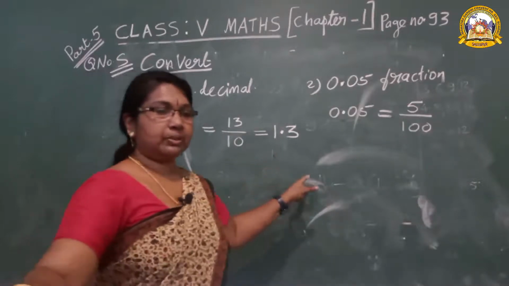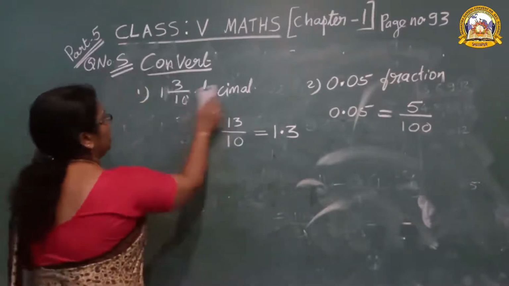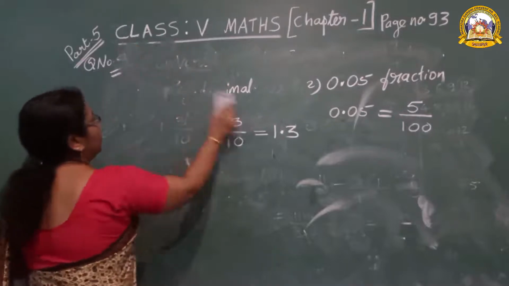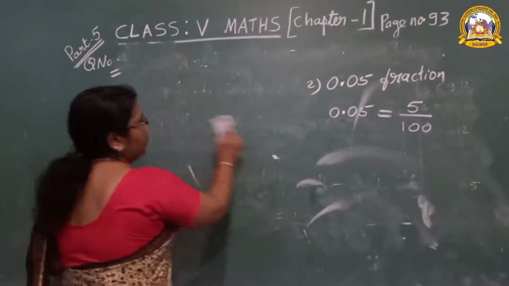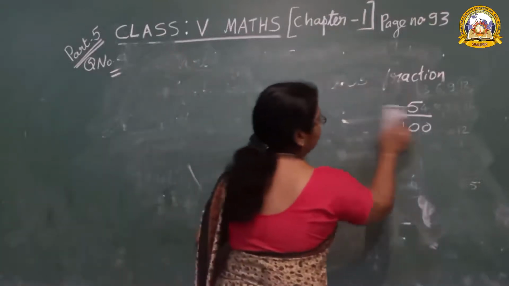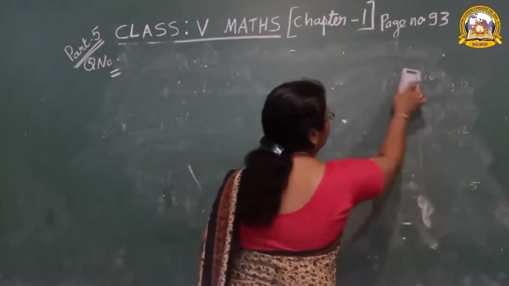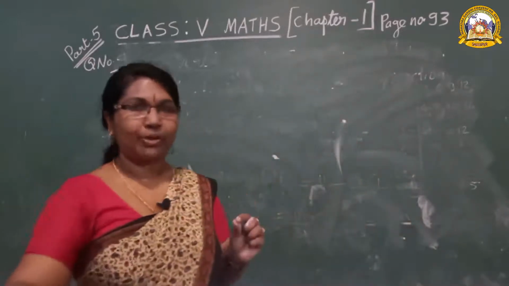Now the next question. Only 2 questions are there in this question number. Then we are going to write down the next question. Read the questions. Now our fraction is over, decimal is over, but some more decimal is left, you know.